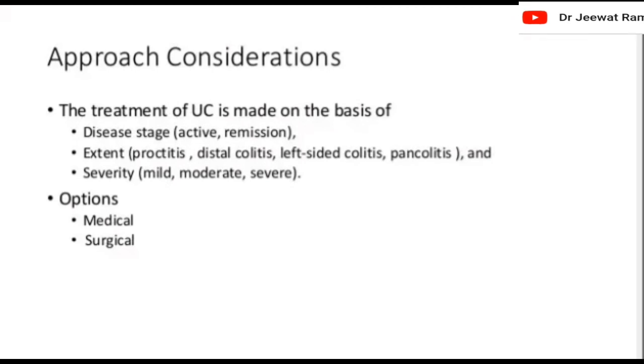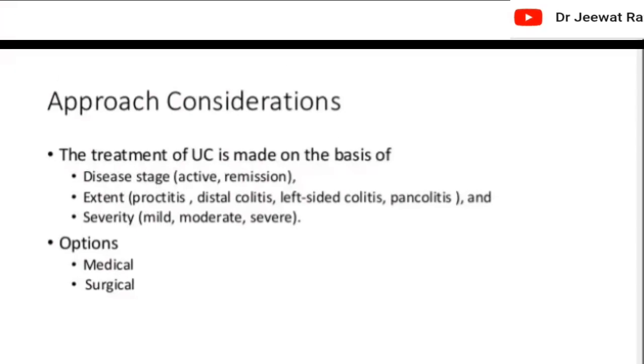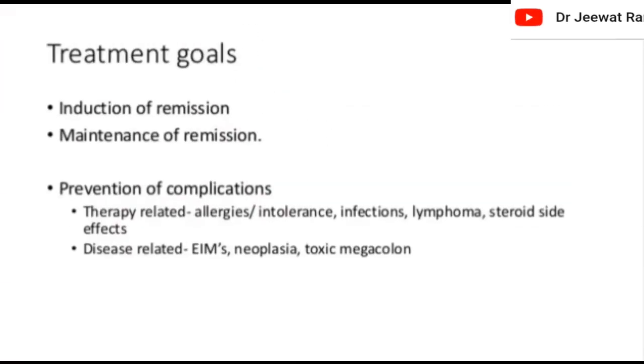Approach considerations. The treatment of ulcerative colitis is made on the basis of disease stage, active or remission, extent: proctitis, distal colitis, left-sided colitis, pancolitis, and severity: mild, moderate, severe. Options: medical or surgical treatment. Treatment goals: induction of remission, maintenance of remission, prevention of complications: therapy-related allergies, intolerance, infections, lymphoma, steroid side effects, disease-related EIMs, neoplasia, toxic megacolon.